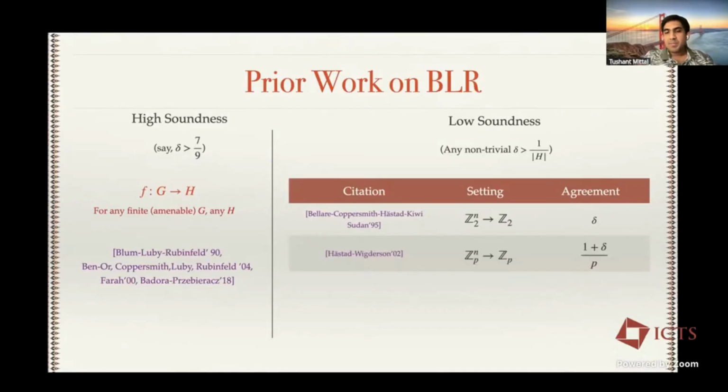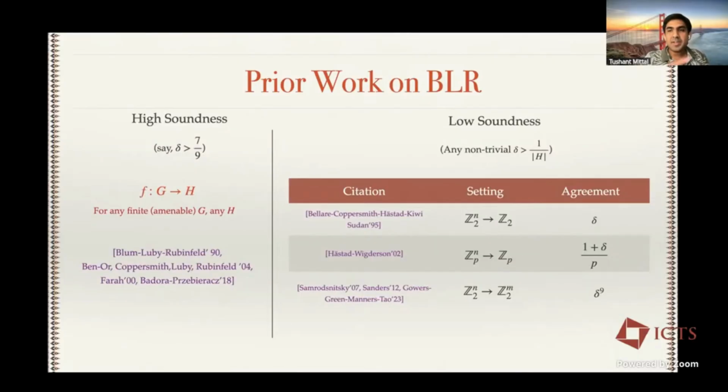This is generalized to Zp, but here already we see a kind of loss. Harsha and Wigderson generalized this to the case of Zp, but now you have an agreement of (1 plus delta) over p. Remember, I truly want this function to not depend on my group sizes, but here this is a very small agreement when p is large. So this is one result, and the other result that we have is the setting of the Freiman-Ruzsa conjecture.